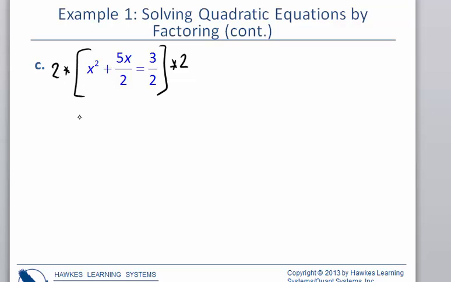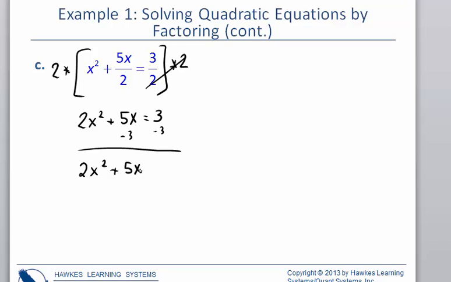2 times x squared would just be 2x squared. When we multiply 2 times our second term, which is 5x over 2, the 2's cancel, leaving me 5x. And then on the right-hand side, we have 3 halves times 2. Again, the 2's cancel, leaving me a 3. Now, let's go ahead and subtract that 3 off so that everything moves to the left-hand side, and we have 2x squared plus 5x minus 3 is equal to 0.